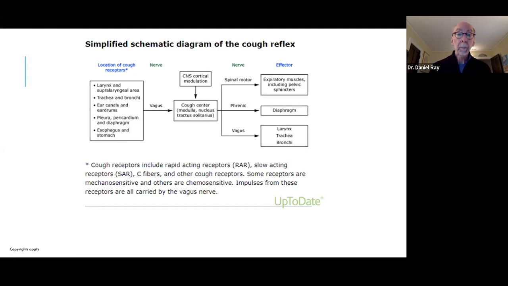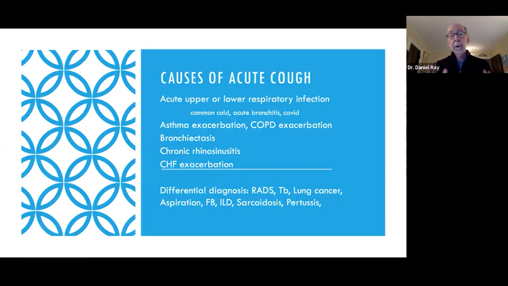So we talked about acute cough being 3 weeks, almost always a result of infection, colds, maybe bacterial acute bronchitis or COVID. But you can also see acute asthma exacerbations and acute COPD exacerbations, an acute cough, exacerbations of bronchiectasis, a flare of the patient's chronic rhinosinusitis. Even acute CHF exacerbations can present with an acute cough.